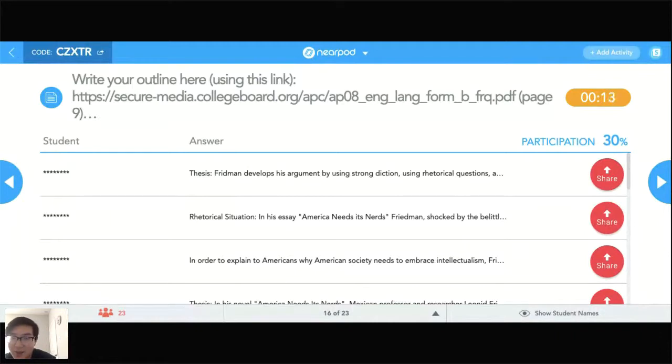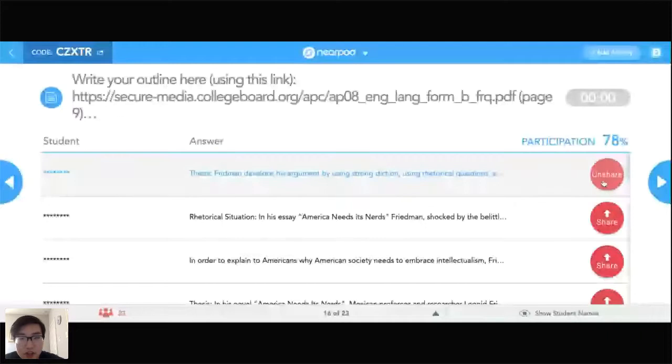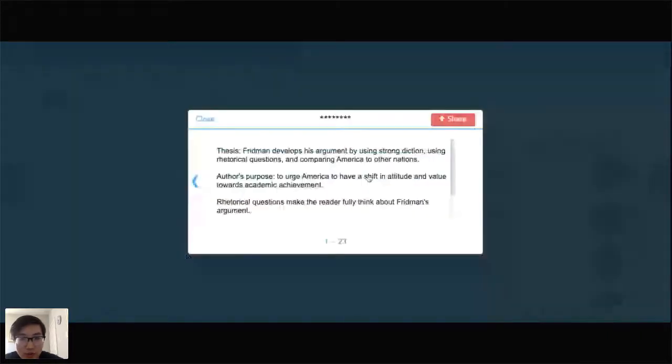I know that timer is pretty scary, but it's a good idea to spend the majority of your time not outlining. So that's why I thought 10 minutes should be enough. For those of you who weren't able to finish, that's okay. It's just a simulation. Alrighty, let's look at this answer first. Oh, it shares people's responses. That's super cool.